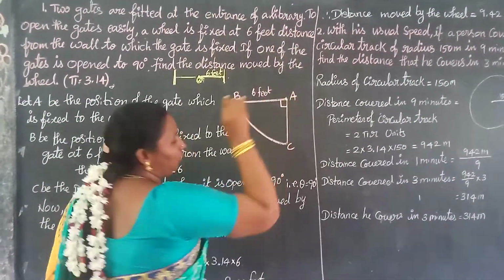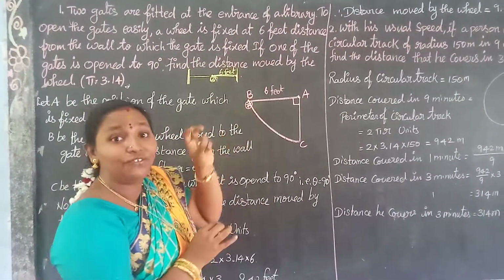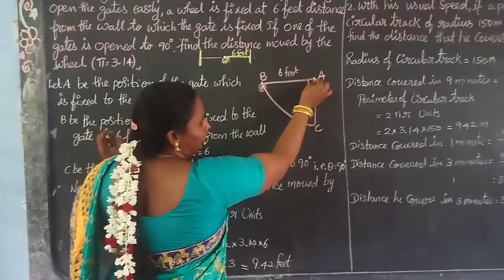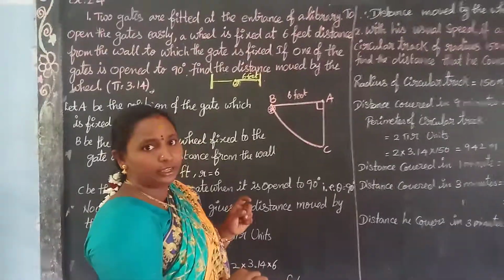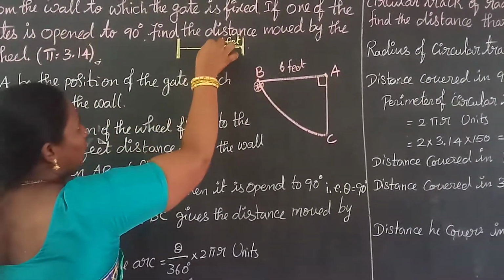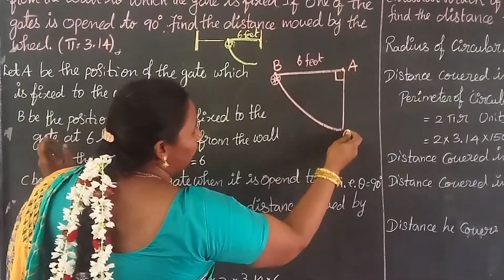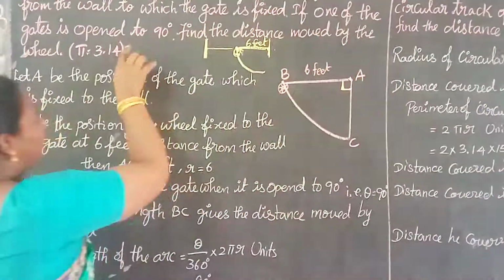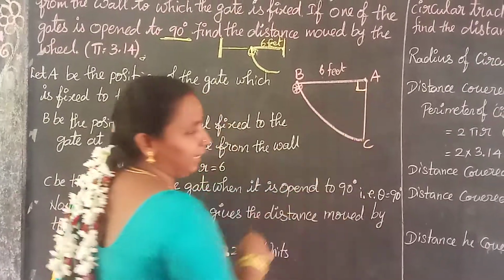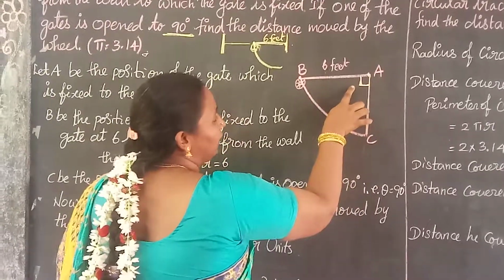So that is what I have drawn here. A is the position of the gate fixed to the wall. B is the position where the wheel is fixed. The distance between the wheel and the gate fixed to the wall is given as 6 feet. Now if one of the gates is opened, I am going to open this gate like this, up to 90 degrees. Now that gate position will become AC. Here the angle is 90 degrees.